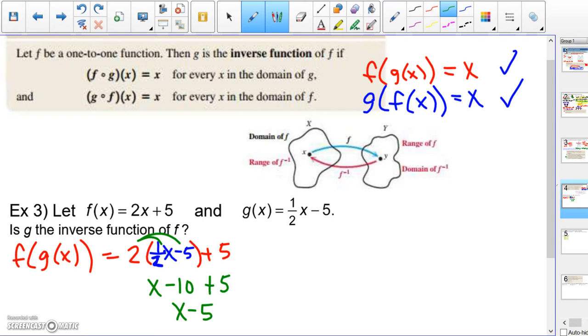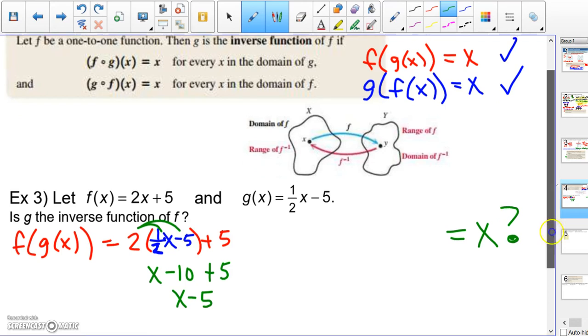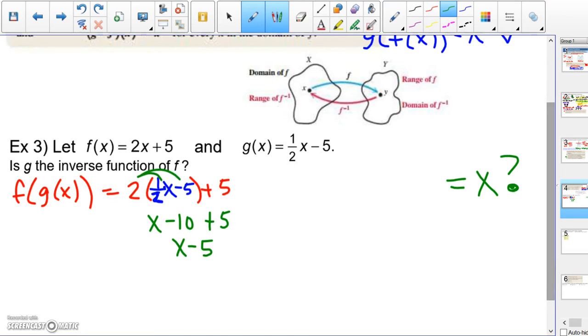F of g of x equals x minus 5. So remember, it's supposed to equal x. And so does it? No. Okay, it does not. And so I know right now that g and f are not inverses.